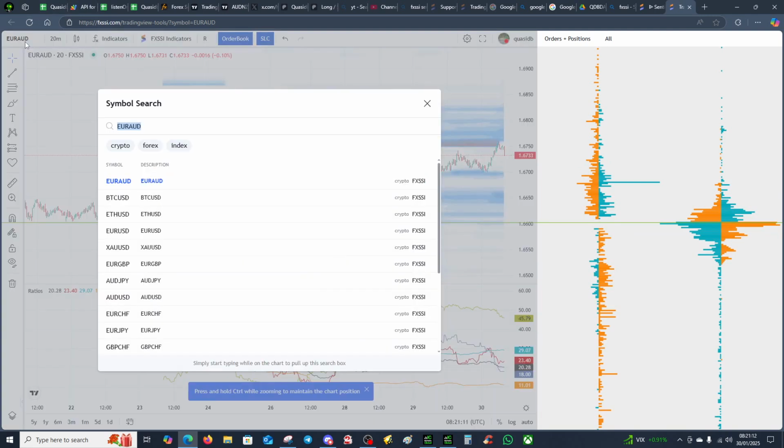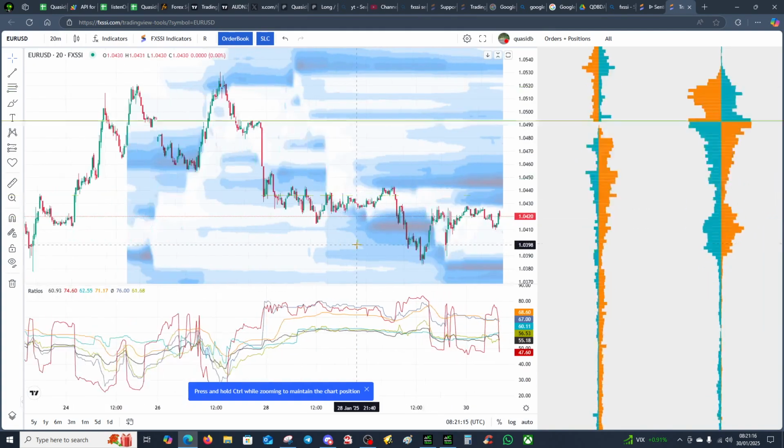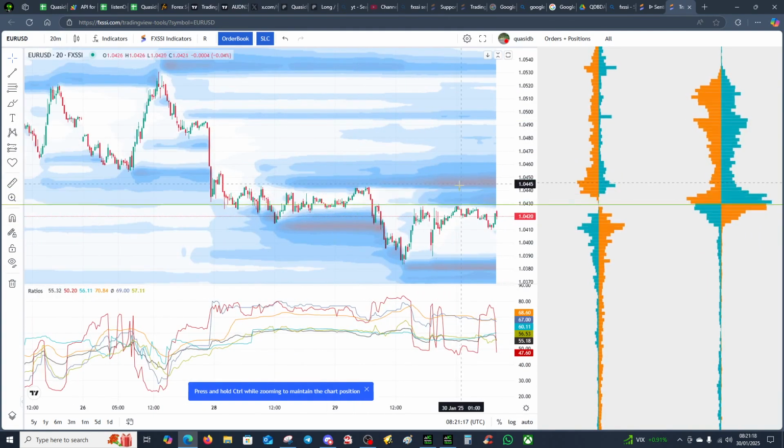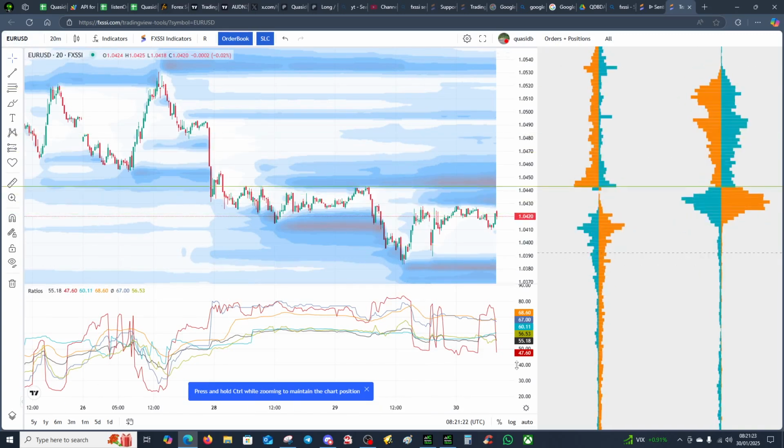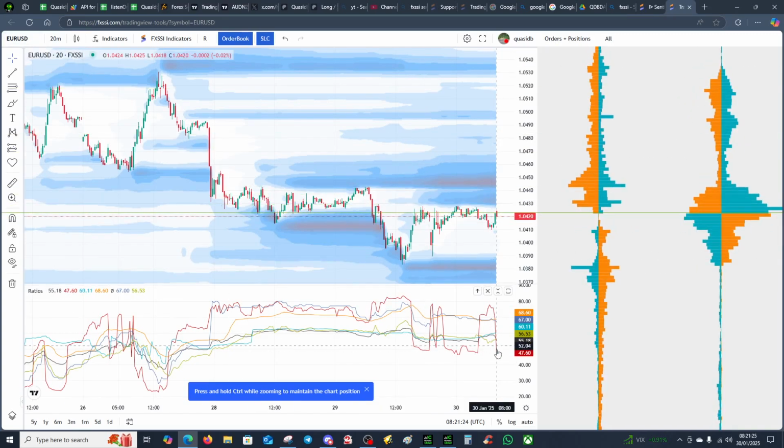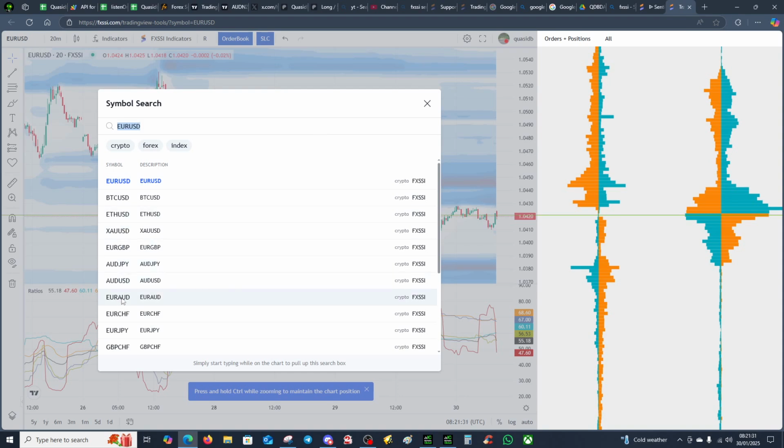Okay, so let's look at the major currencies. So the Euro USD, you can see we've got some up here, got some down here. What's really interesting, oh, they really shorted it there. I've no idea why they did that. What's quite cool is the GU. I'll show you.